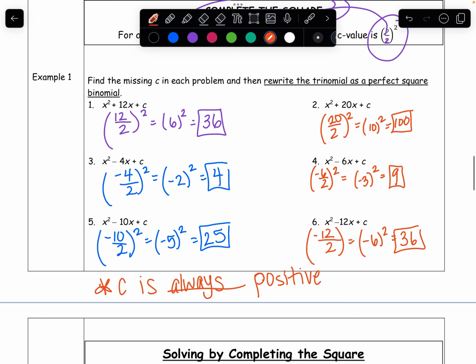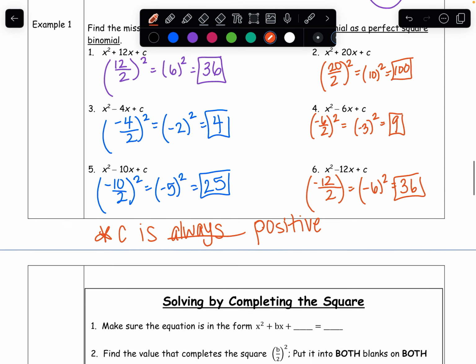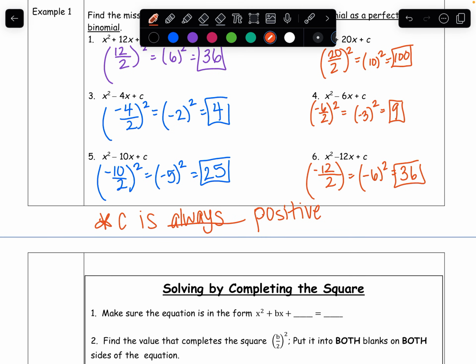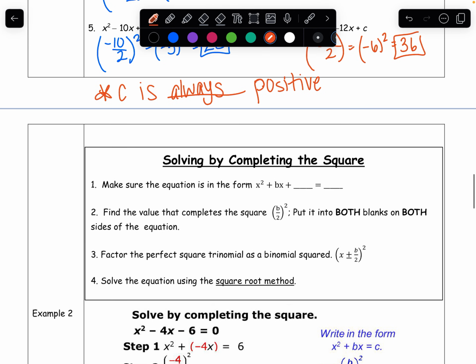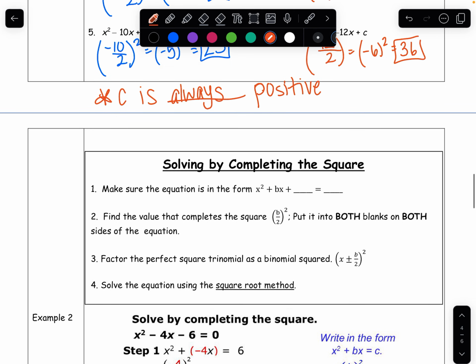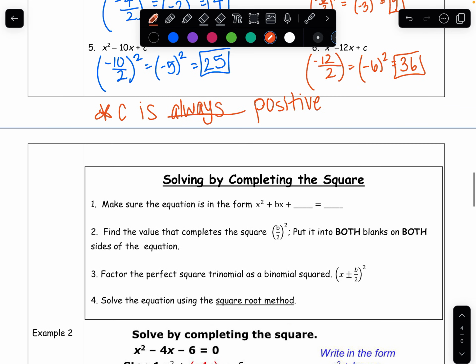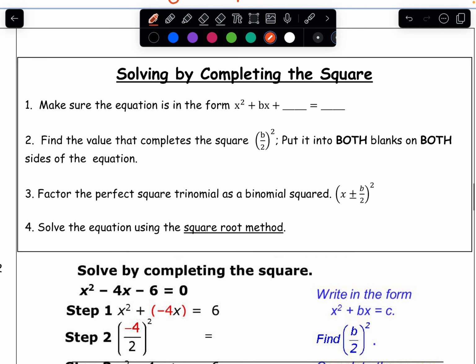Now, what we're going to be seeing are very straightforward B values where they're even. It is possible for them to be odd, but we're not going to see them to that extent. Okay, so here we go.